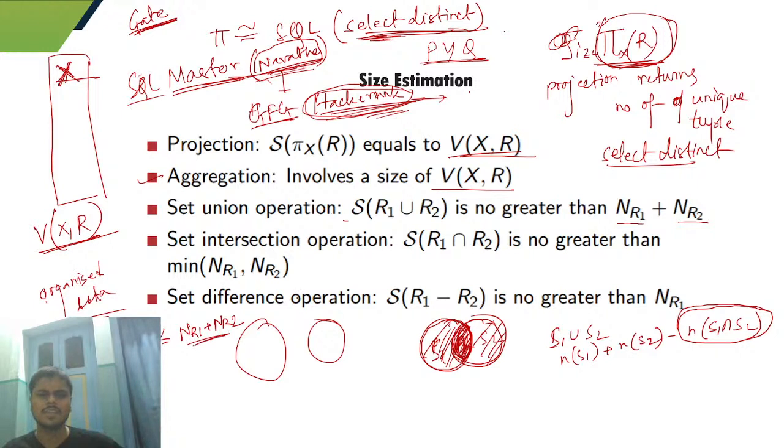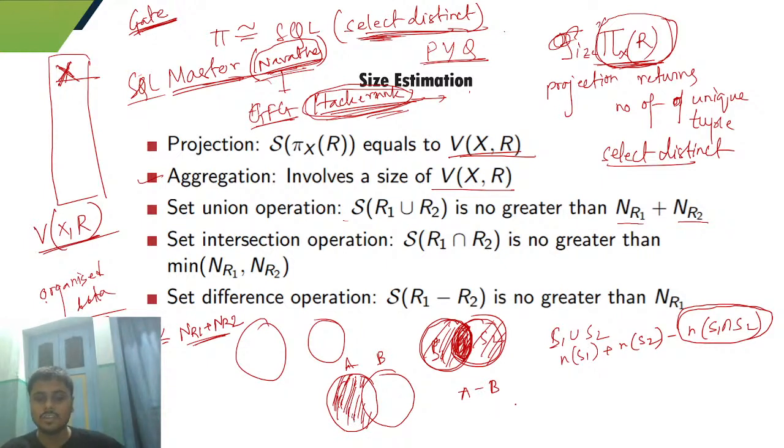Okay. And for set difference, what is it? Let's say A and B. What does A minus B tell? We take all the things from A that are not in B. Okay, that are not in B.